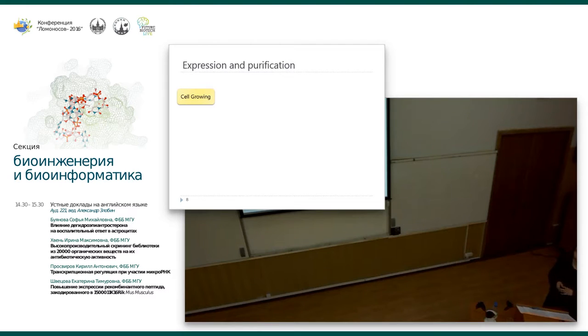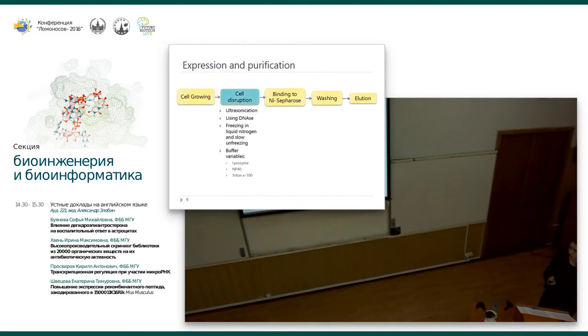Then we performed a line of experiments of expression and purification, and our procedure consists of these crucial steps. First cell growing, then cell disruption, then binding of the proteins to nickel sepharose, which has an affinity to the hexahistidine tag, then washing off the unnecessary proteins, and then the elution of our target protein from nickel sepharose. To improve our results, we used different methods and conditions almost at every step of our experiment. For example, we used different ways of cell disruption, various volumes of nickel sepharose, and different concentrations of imidazole in the washing buffer.